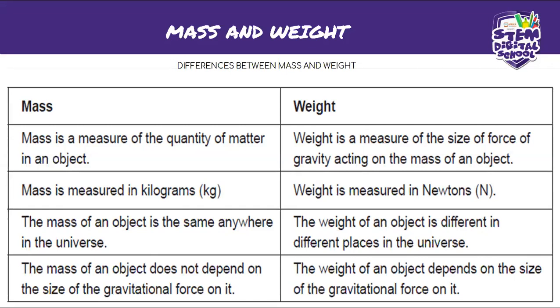So here we are talking about mass. Mass is a measure of the quantity of matter in an object. Weight is a measure of the size of force of gravity acting on the mass of an object.